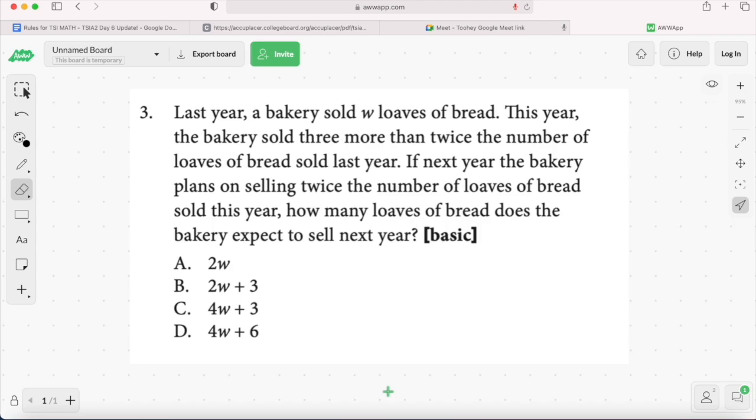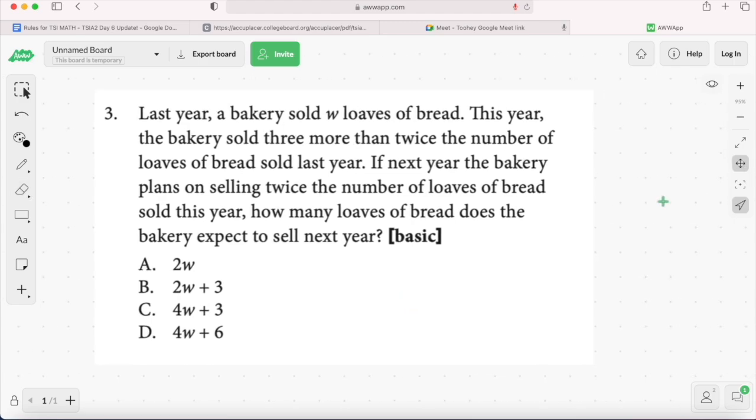Okay, Francisco. Let's create a value for W, the number of loaves sold last year. Give me a number, and keep it simple here. It doesn't have to be realistic, like 10,000. I guess you could do 10,000, but give me a number for W. Just give me a number. Three. We could do three. Absolutely. All right. Let's try it.